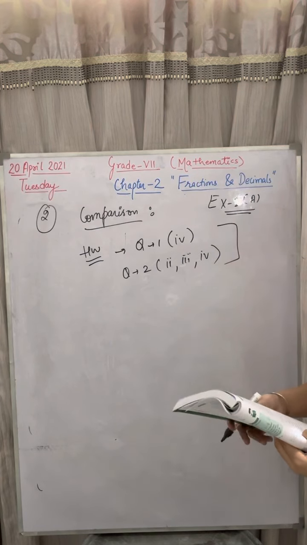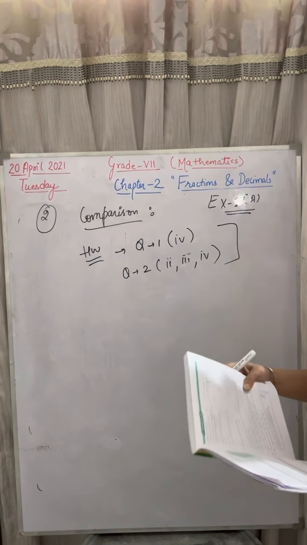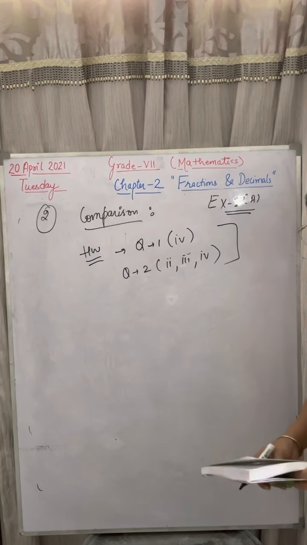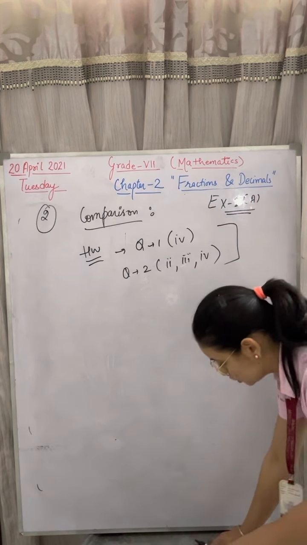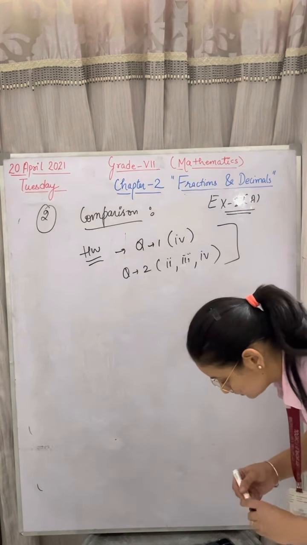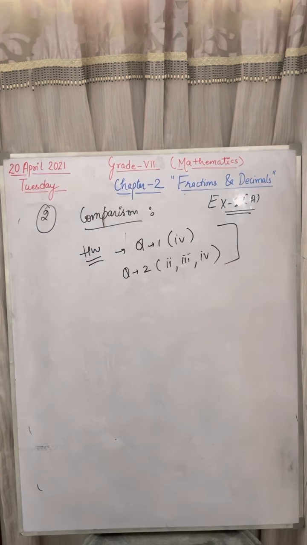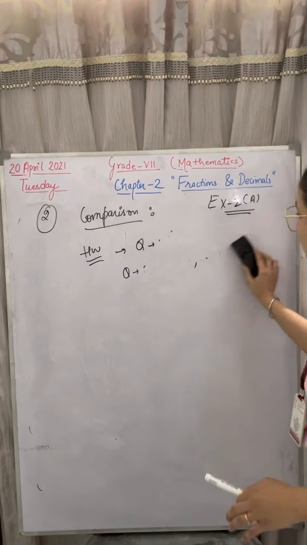Tomorrow I'll start with the addition and subtraction of the rational numbers. Okay, that will start by tomorrow. That is also easy, but tomorrow we'll start in the class. Then you will be able to understand how we can do addition and subtraction.